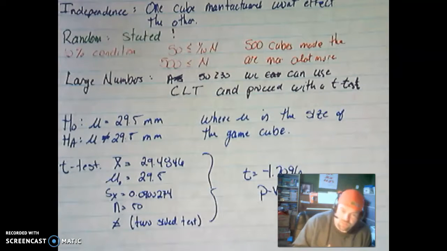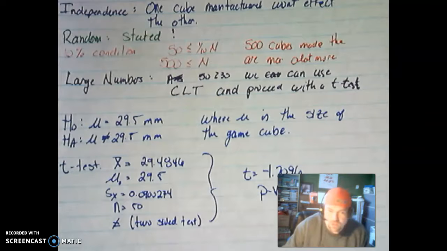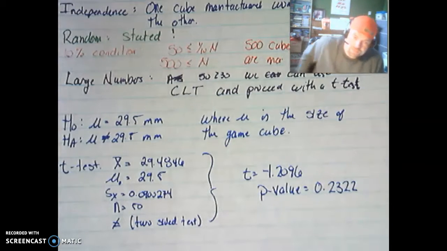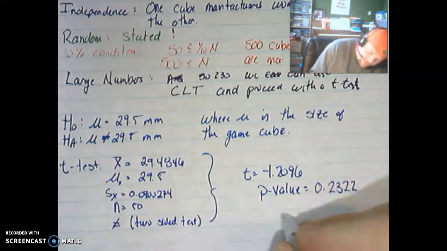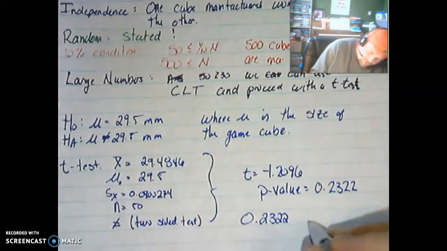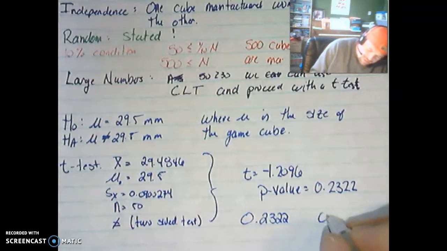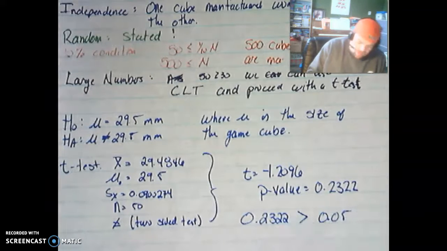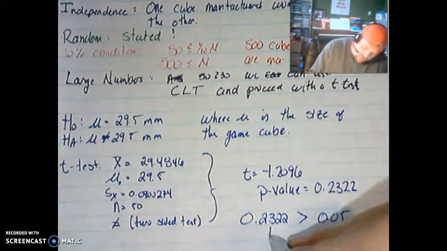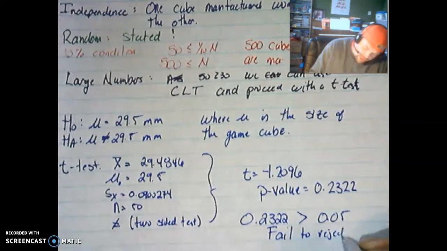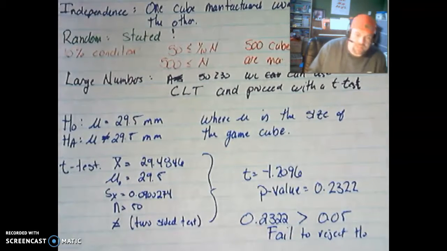For me, this is what I like to do. Oops, you guys can't see that. Let's scoot that up. So that's my p-value. And then I'm going to, of course, come down to here and say 0.2322. I'm going to say my significance level is 0.05. So then which one's bigger? Well, this one's going to be bigger. So then we are going to fail to reject our null hypothesis.